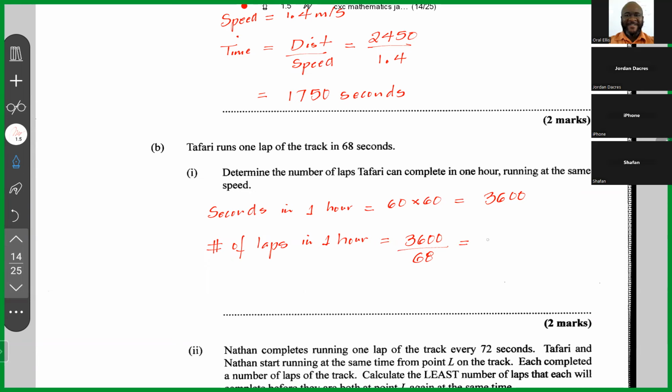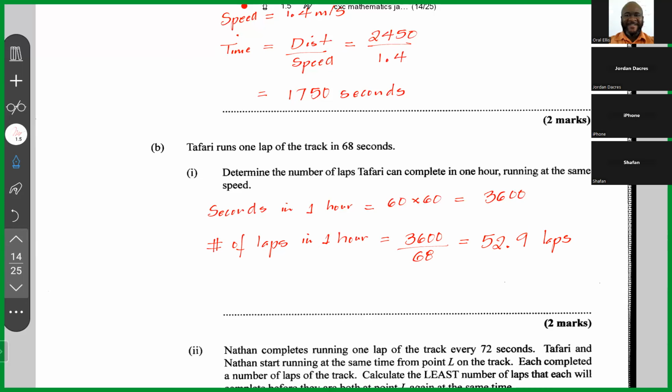And my answer here is 52.9 laps. Some persons round it up and say 53. I wouldn't do that. The answer is 52.9. In 1 hour, she would not have completed 53 laps. She should just fall a little bit below 53 laps.